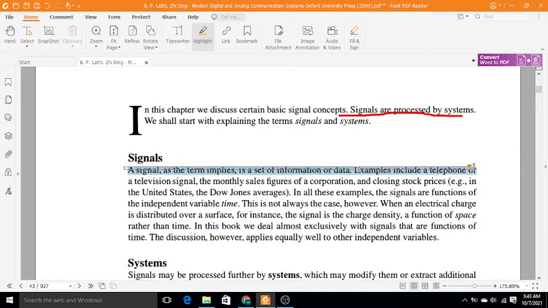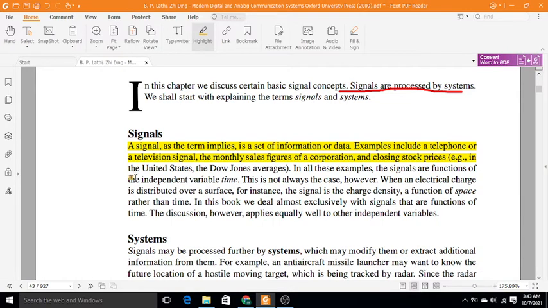Examples include a telephone or a television signal, the monthly sales figures of a corporation, and closing stock prices, e.g., in the United States, the Dow Jones averages. In all these examples, the signals are functions of the independent variable time. This is not always the case, however.